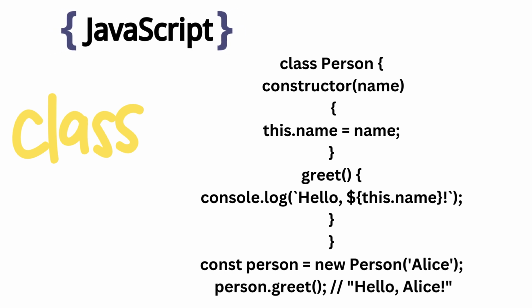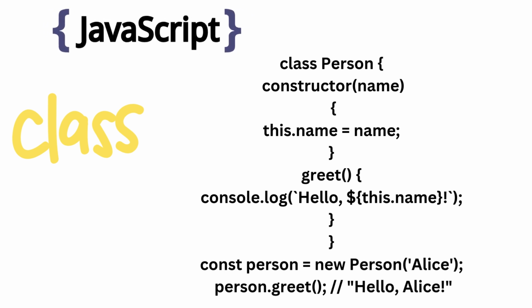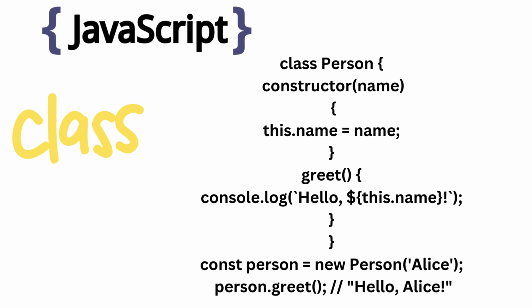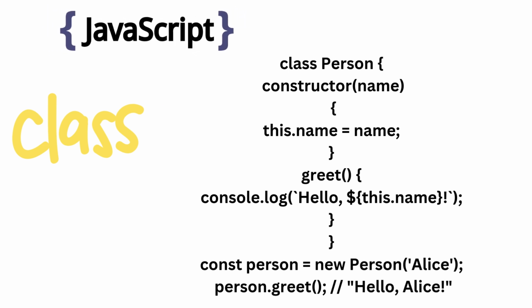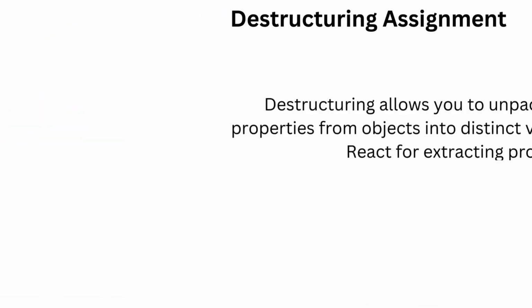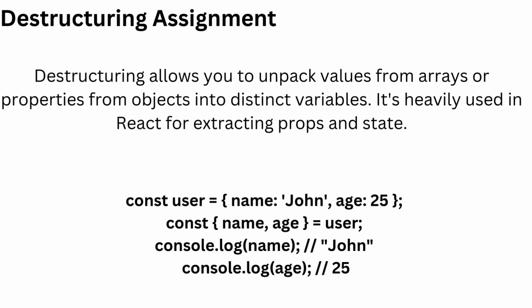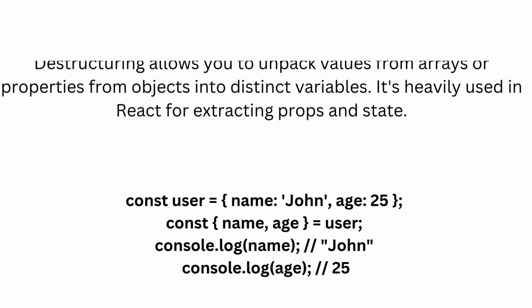3. Classes and class inheritance. ES6 introduced classes to JavaScript, which is the foundation for React class components. Basic class syntax. Destructuring allows you to unpack values from arrays or properties from objects into distinct variables. It's heavily used in React for extracting props and state. Object destructuring, often used in function components.